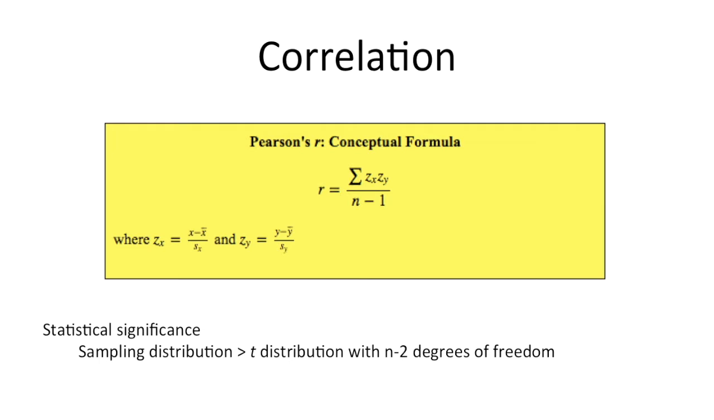In terms of testing for statistical significance, the sampling distribution that we use to find a p-value to determine whether or not a Pearson's r correlation is statistically significant is a t-distribution with n minus 2 degrees of freedom. I'm going to go to StatKey now, and I'm going to construct a sampling distribution for correlation just to show you what it looks like so you can see why the t-distribution is used with correlations.